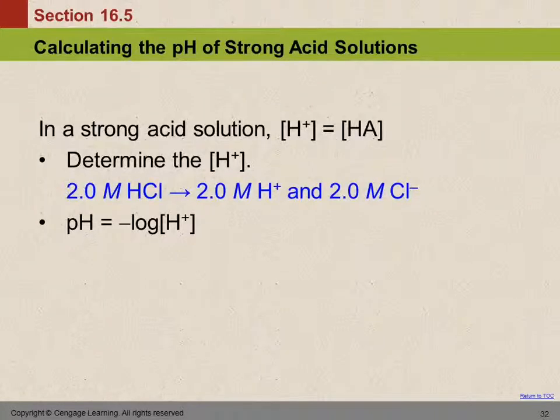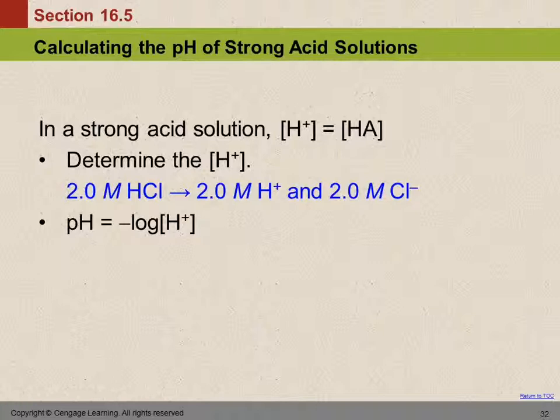We are going to just sample little tiny bits of 16.5 and 16.6. We've talked about a strong acid, right? A strong acid is one that dissociates. So in a strong acid solution, the concentration of the hydrogen ion is the same as the concentration of the acid. There's no difference. And so to find the hydrogen ion concentration of a strong acid, the concentration of that acid is the same as the concentration of the hydrogen ions. And so we just use our pH formula.